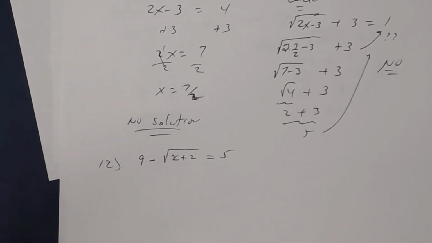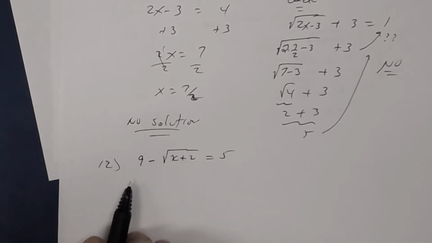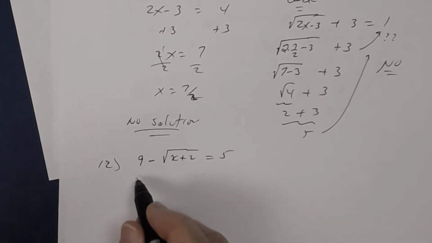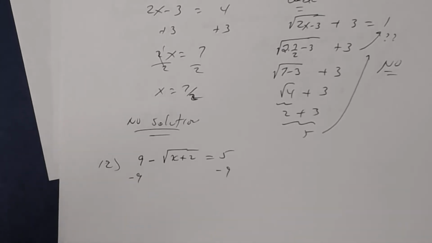Okay, so I got to get the radical by itself. So I got to get rid of this 9 first. All right, so that's a positive 9. So I'm going to have to subtract 9 from both sides. All right, 9 minus 9 is 0. Y'all agree?